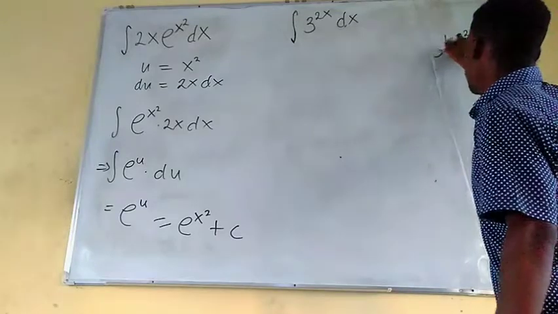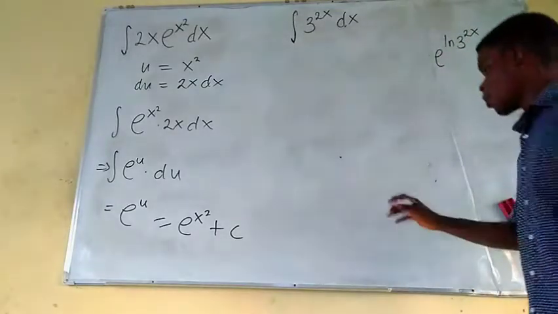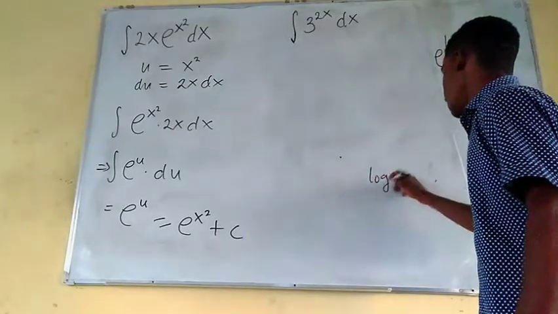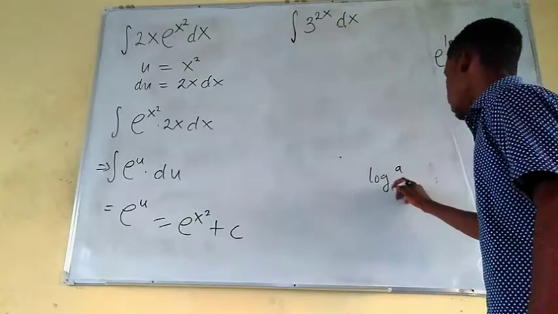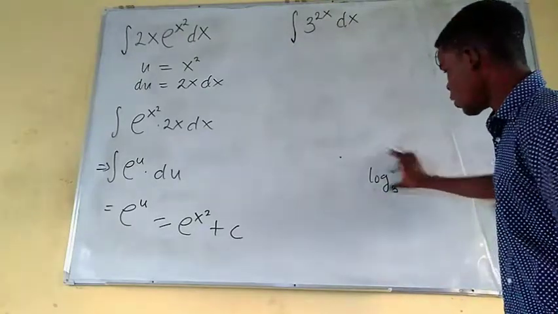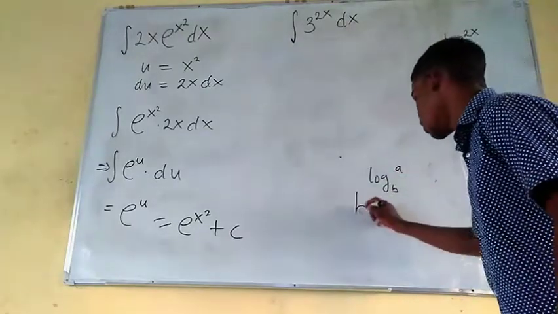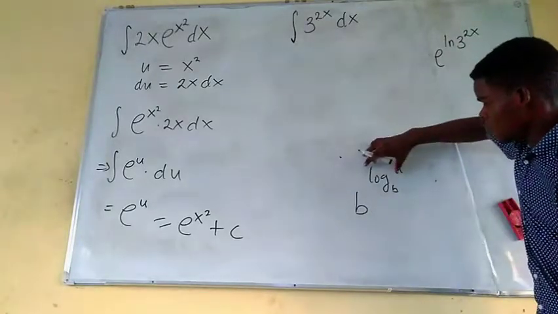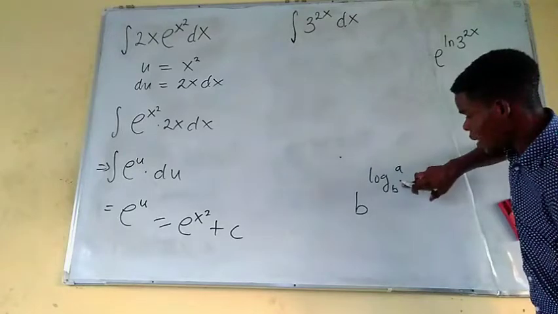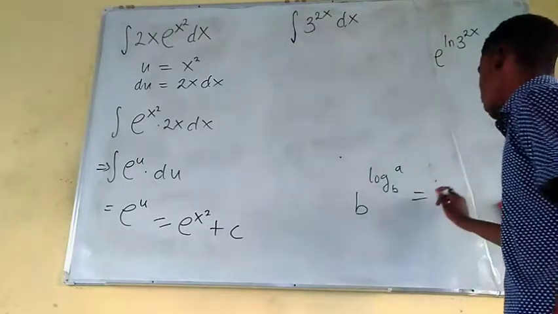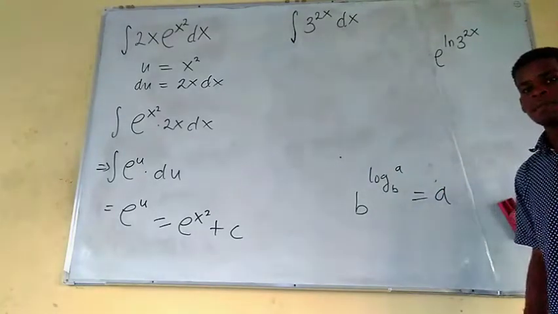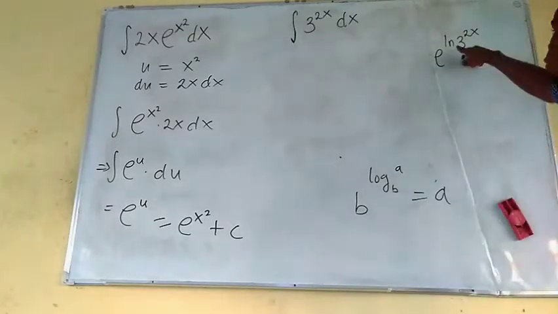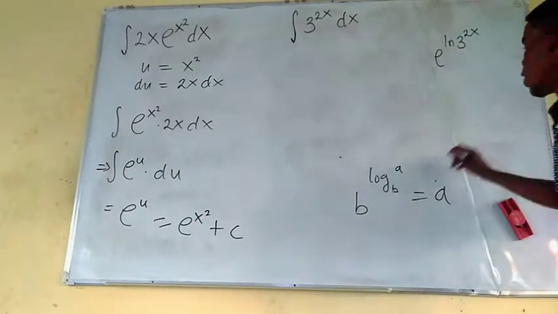So you can make e the base of this, and from the log property, we have log of any number a to base b, and the whole of this is a power of b. So we have the same b, which is the base, raised to the power of log of a to base b. This just gives us a. So we're going to apply that here, where ln is the same thing as saying log to base e.